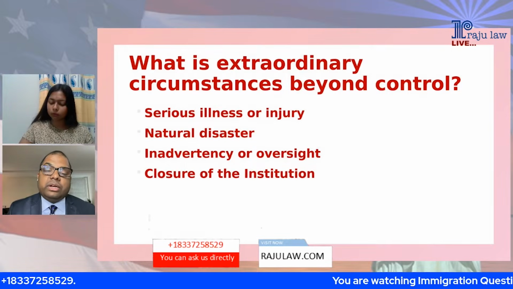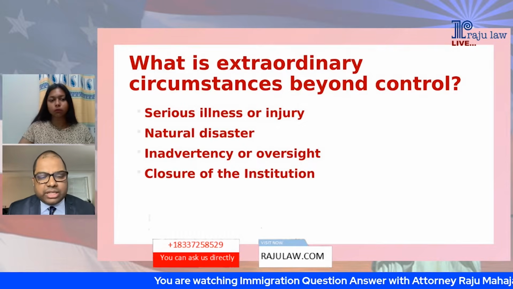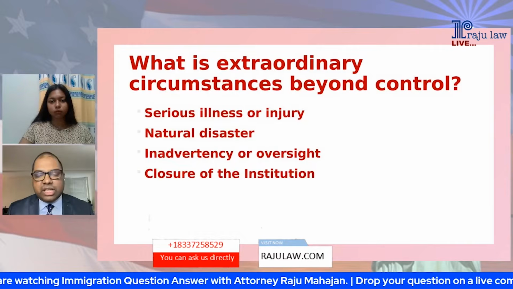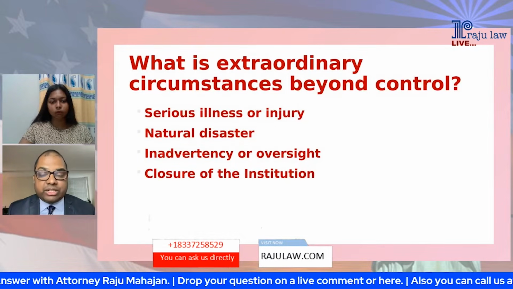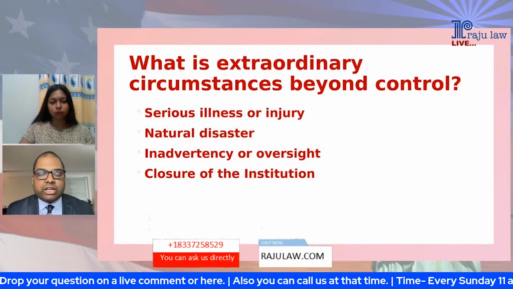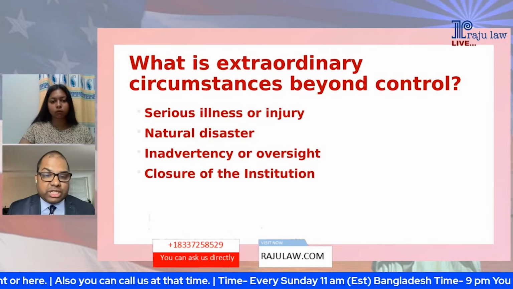Also, inadvertency or oversight, meaning that this is also kind of a mental health issue, that you cannot remember many things, you forget many things. So this is a kind of disease, but you cannot just claim it. You have to get a certificate from a licensed practitioner, meaning a doctor. You have to get a certificate from a doctor or psychologist or psychiatrist saying that you have inadvertency or oversight.